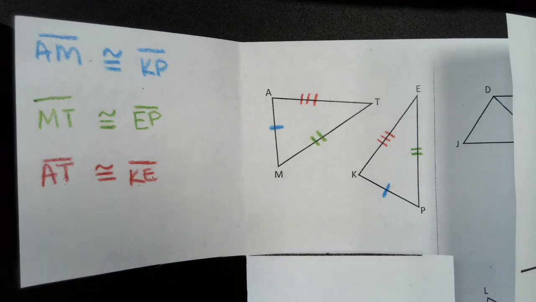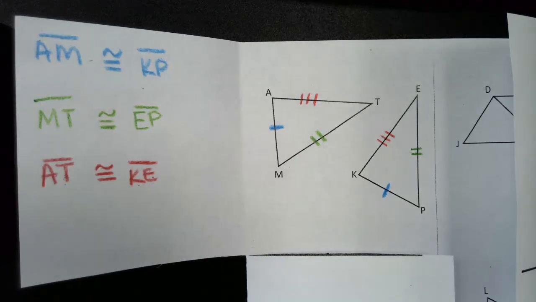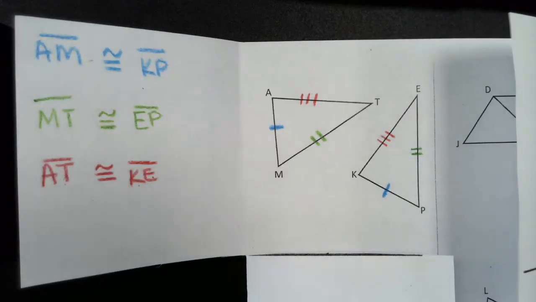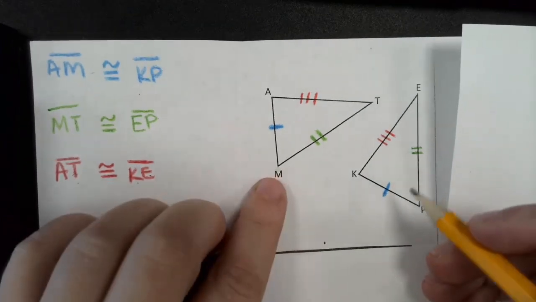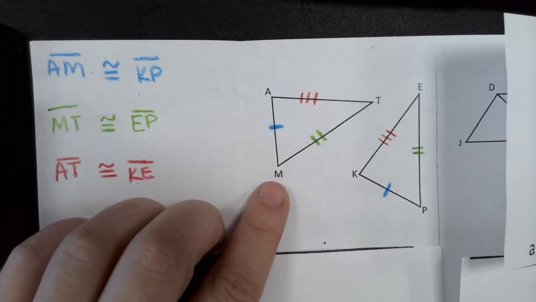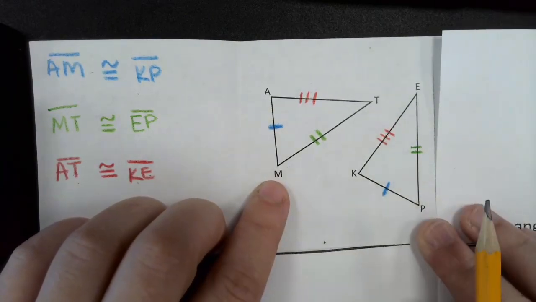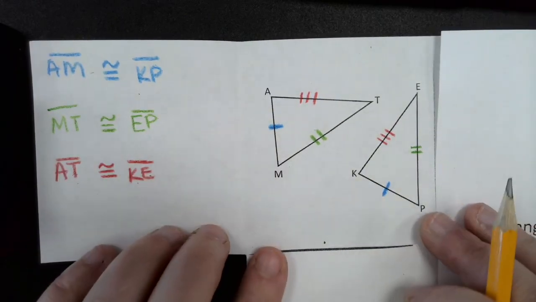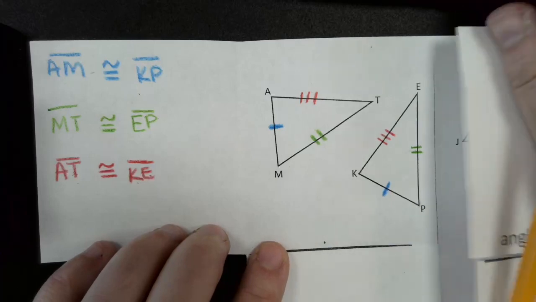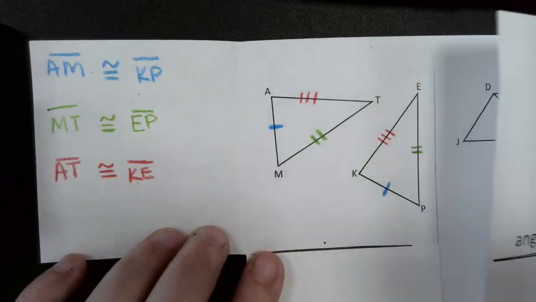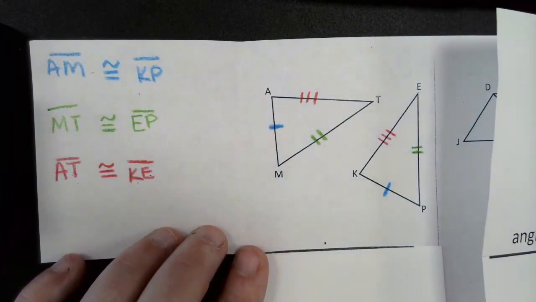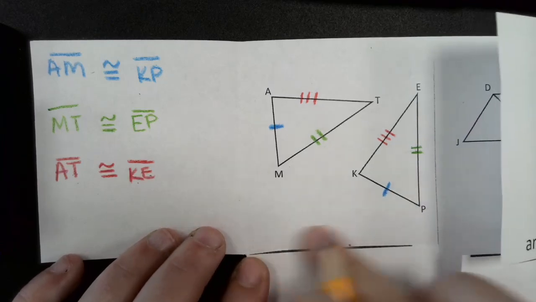Alright, now if we have all 3 sides that are congruent, there's no other way that these triangles can be put together without creating congruent angles. This angle M will have to be the same as angle P. Okay, so if we know all 3 sides are congruent, we can now say all 3 angles are also congruent, and we can just automatically say these triangles are the same. So we're going to write a triangle congruence statement.